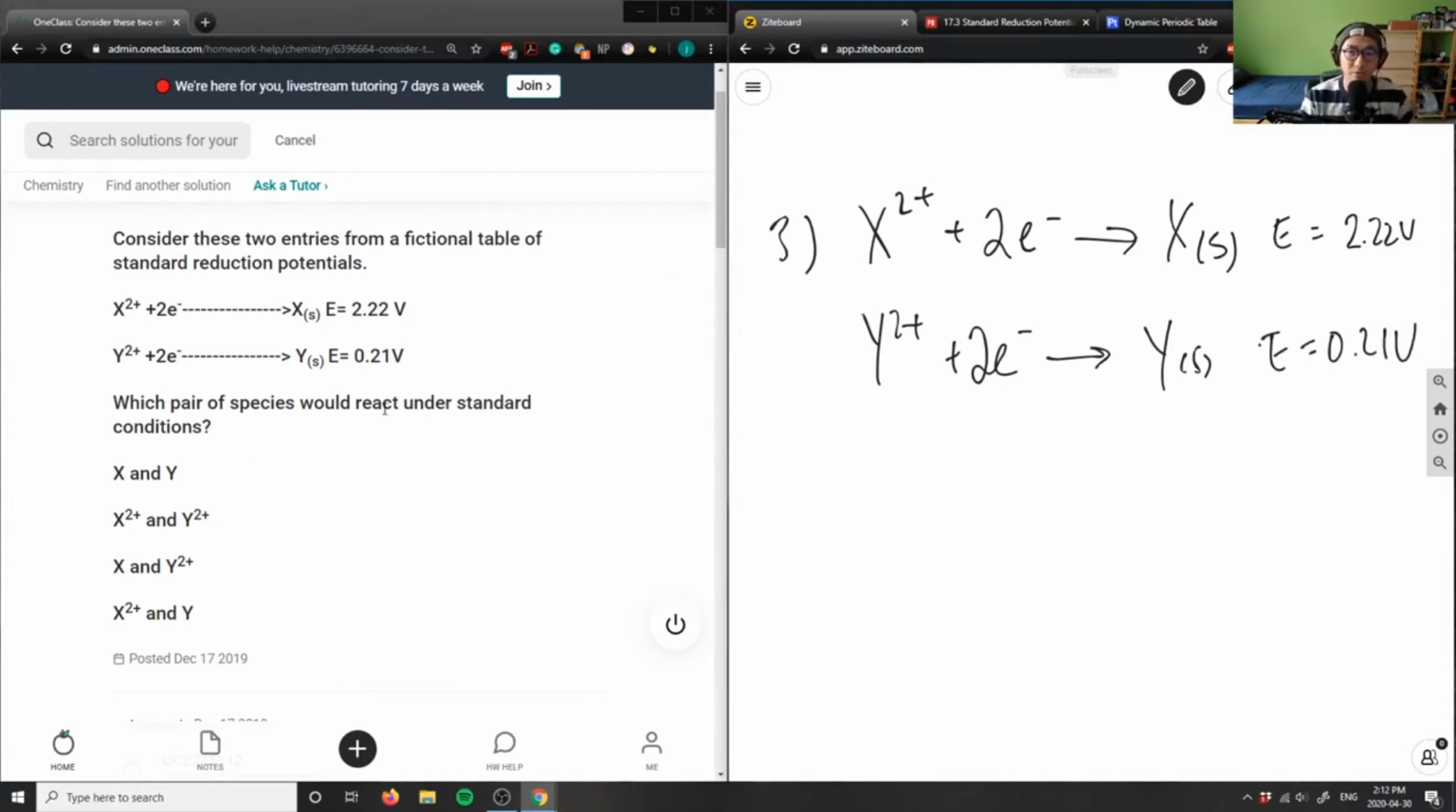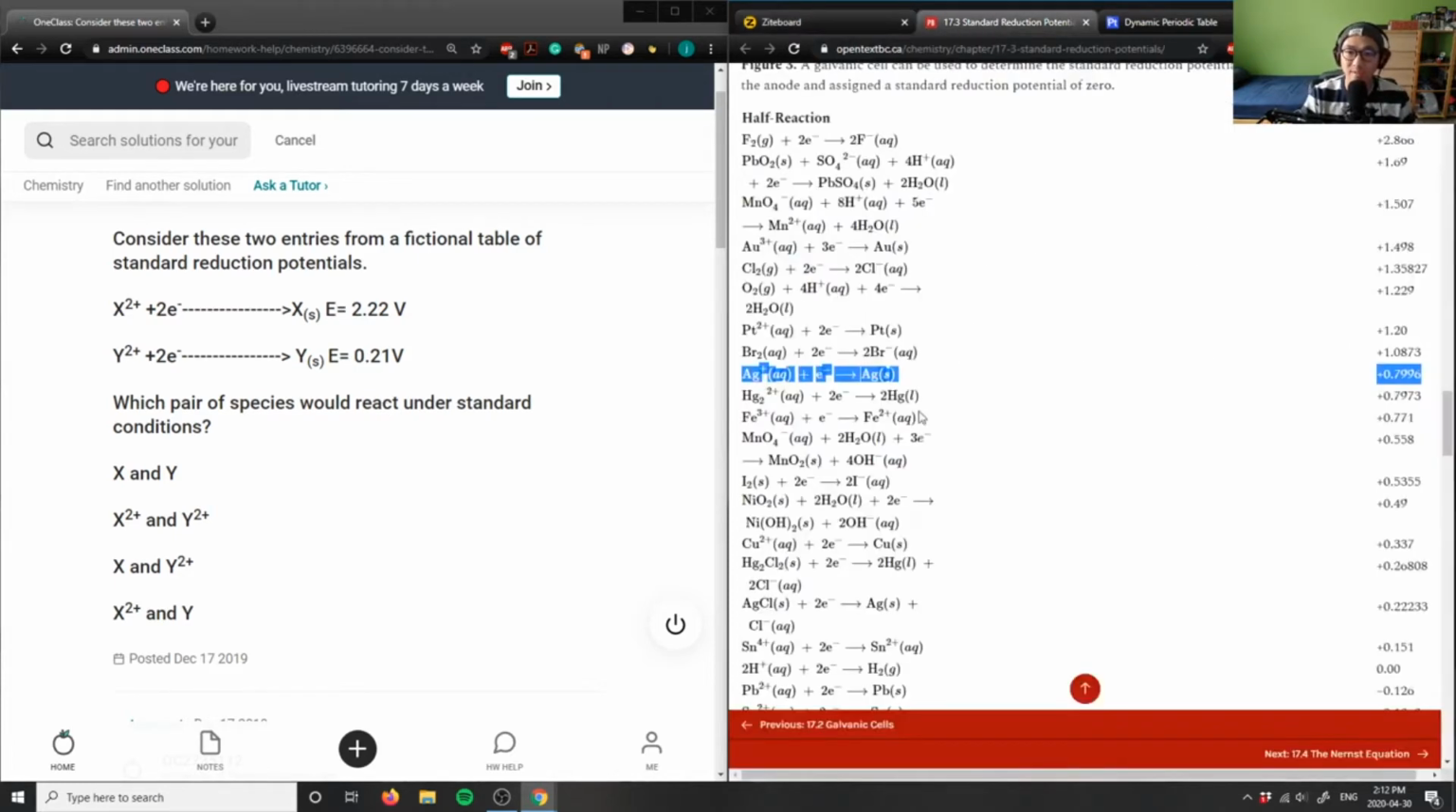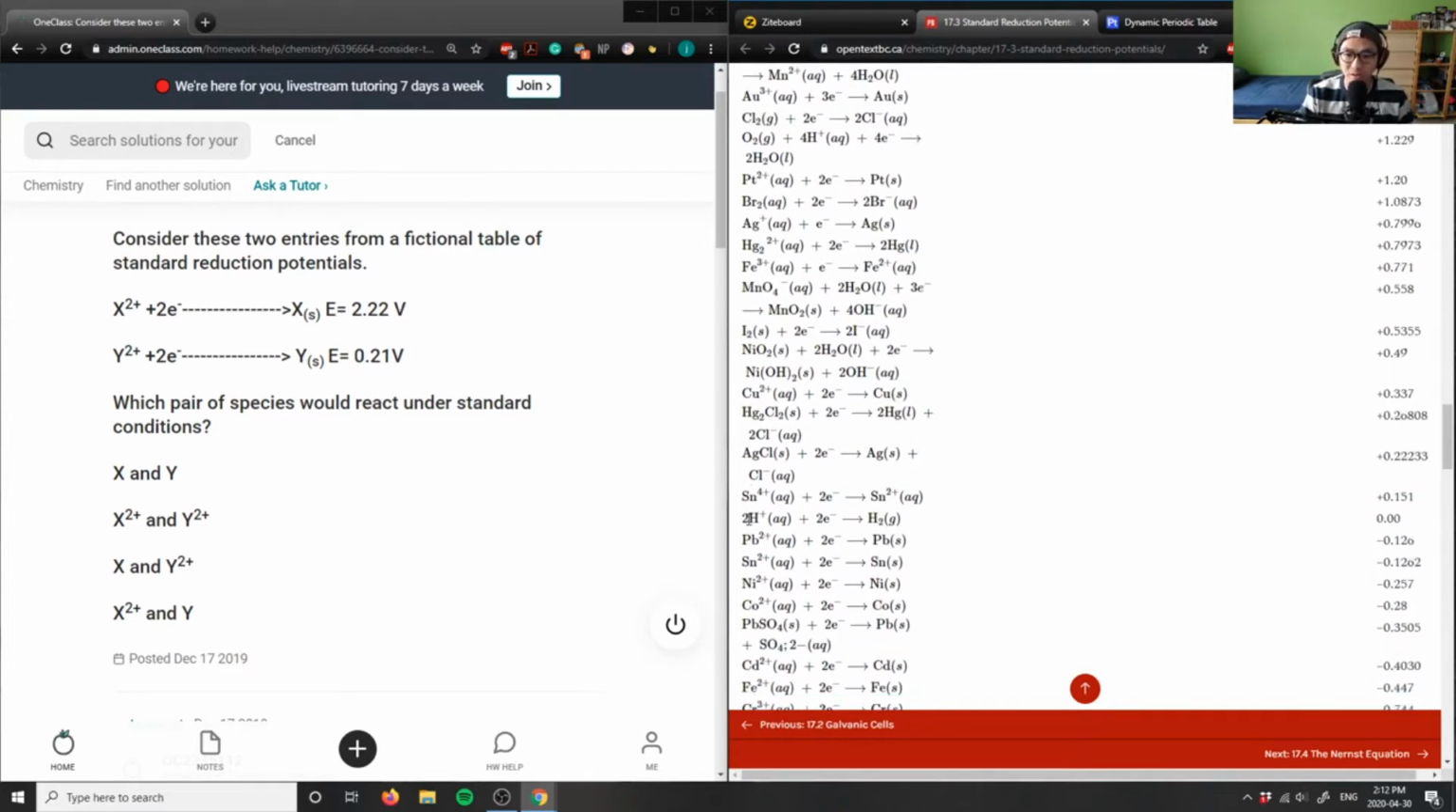So when we look at standard reduction potentials, I have my standard reduction potentials here. These are all being reduced, right? I'm gaining electrons in this case. X2 plus gains electrons to form X solid. Y2 plus here is going to gain 2 electrons to form Y solid. If you recall, hydrogen is our base point at 0, right? So anything that's above it, these are both positive values, right?